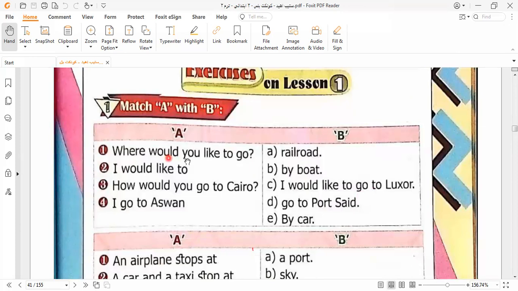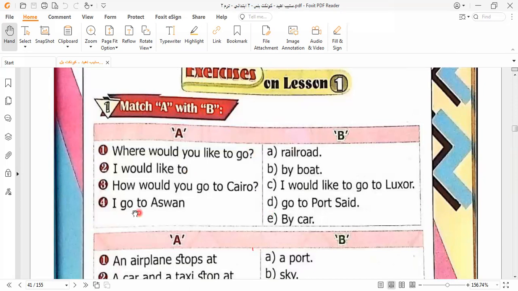Where would you like to go? I would like to go to Luxor. Okay, so I will match number 1 with C. I would like to go to what? I would like to go to both sides. Number 2 with B. How would you like to go to Cairo? To go to Cairo by what? By car. To go to Cairo by car.